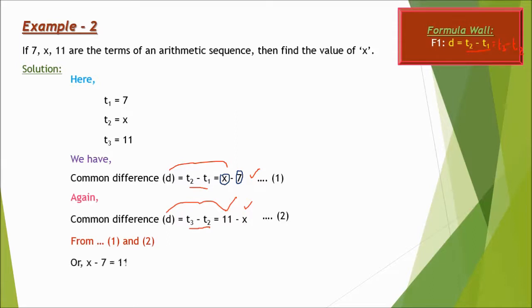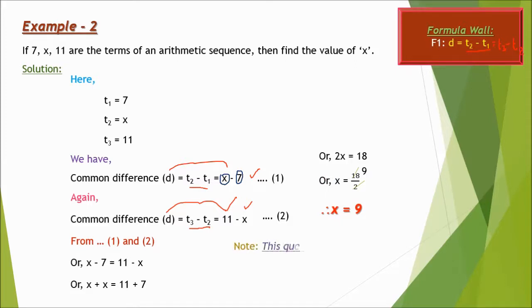x minus 7 will be equal to 11 minus x, and like terms will be on the same side. x plus x will be 11 plus 7, or 2x is equal to 18, and x is equal to 18 by 2, and we can cancel it. 2 1s are 2, now 2 9s are 18, so therefore the value of x is equal to 9.